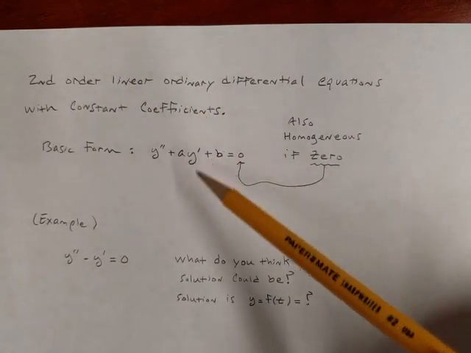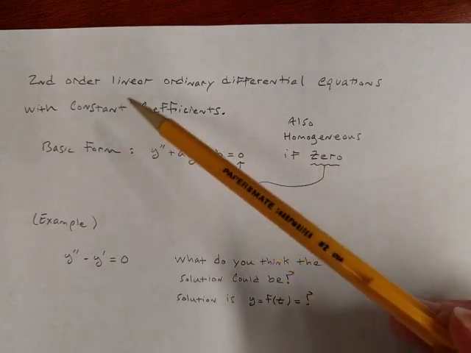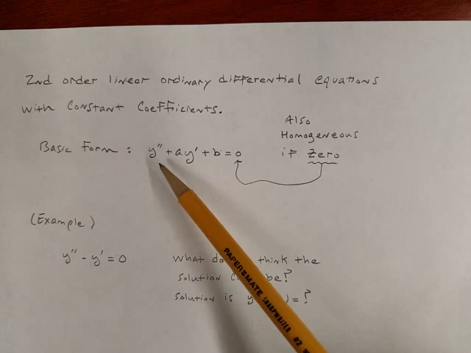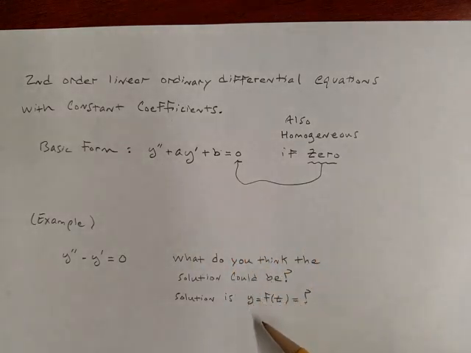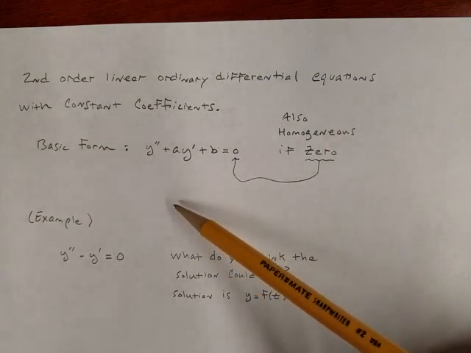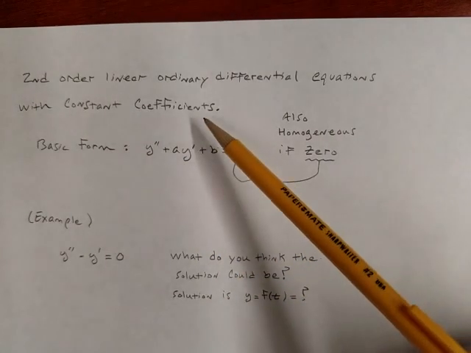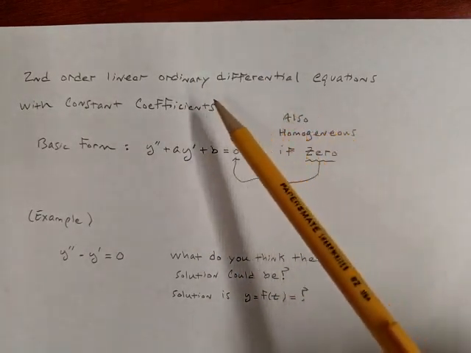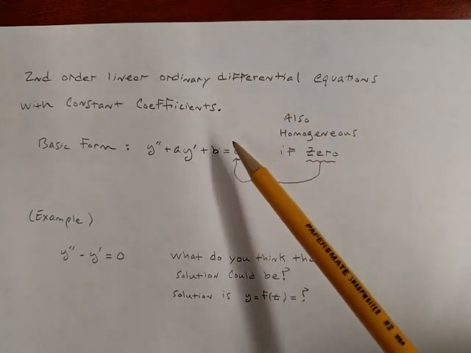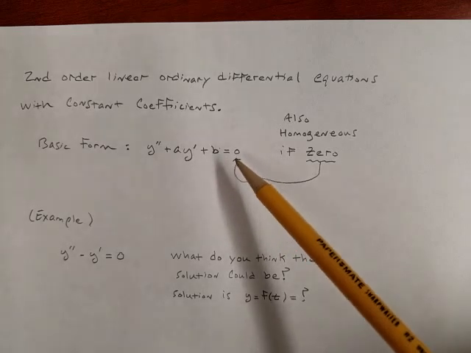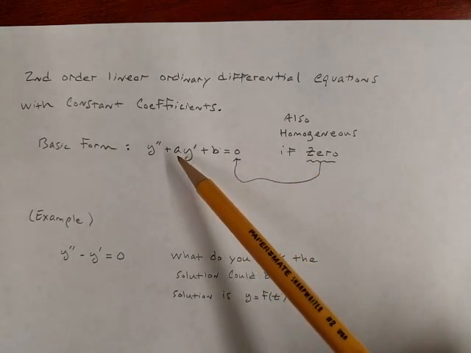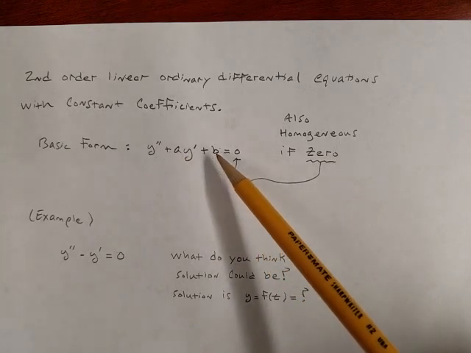The jargon, we call this right here a second order. It's second order because the highest derivative for our supposed functional answer y is y double prime, so that makes it second order. It's an ordinary differential equation. Everything we do in this class is an ordinary differential equation because there's no partial derivatives. Okay, and this one has constant coefficients a and b, okay?